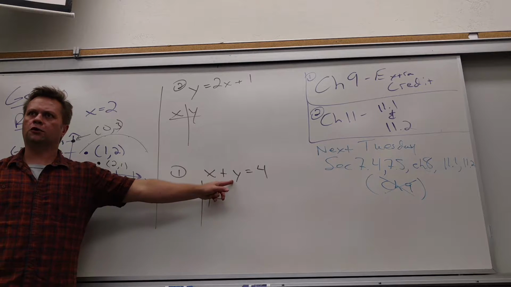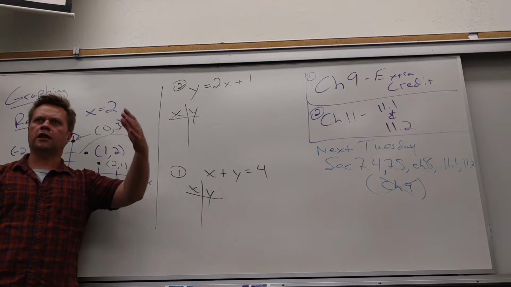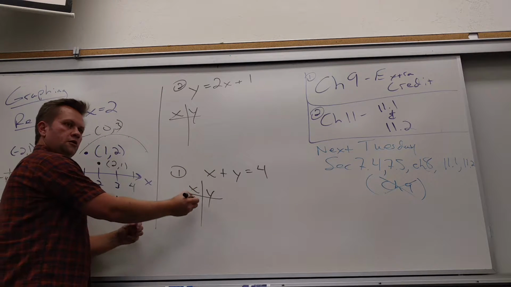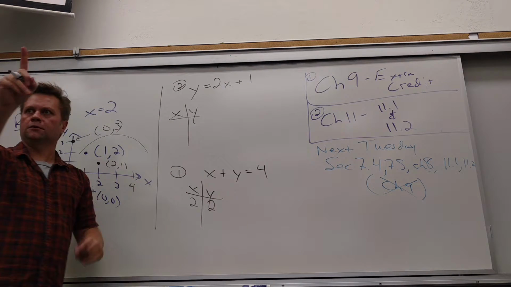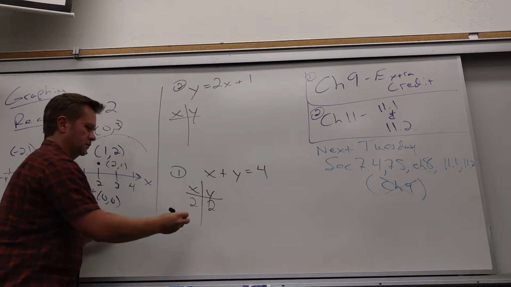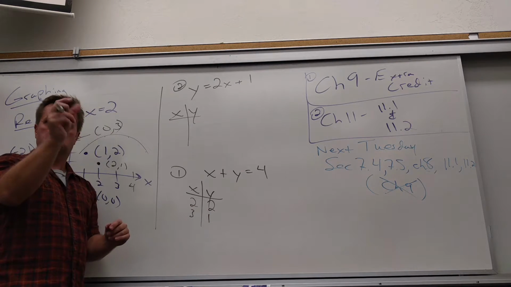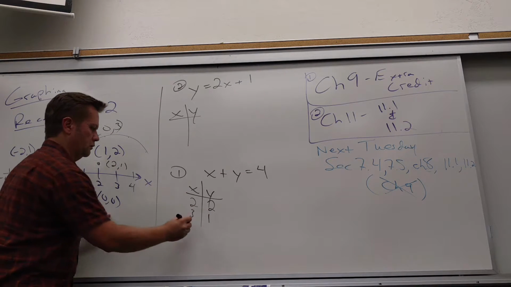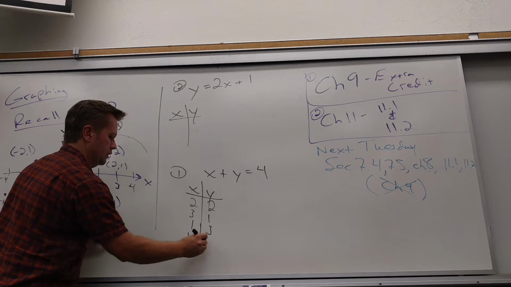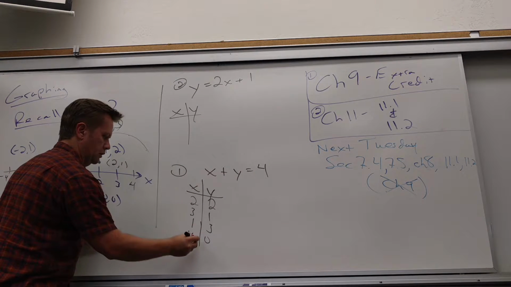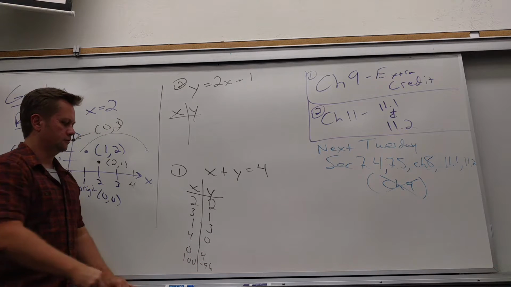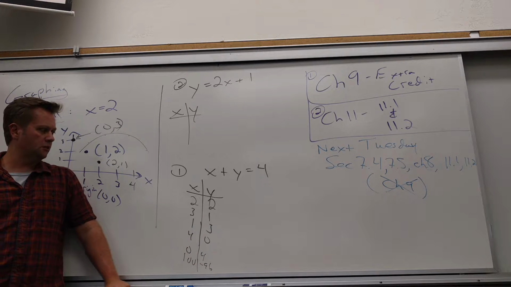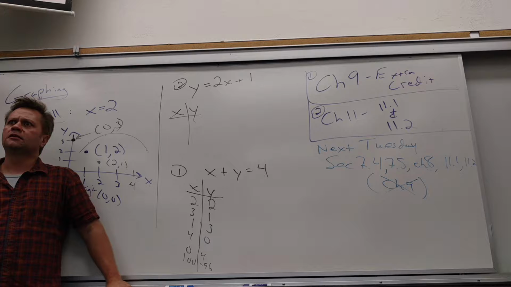x plus y = 4. Give me some answers. 2 and 2. That's one answer, right? Give me another answer. 3 and 1. 1 and 3. 4 and 0. 0 and 4. 100 and negative 96. Yes, what's 100 plus negative 96?